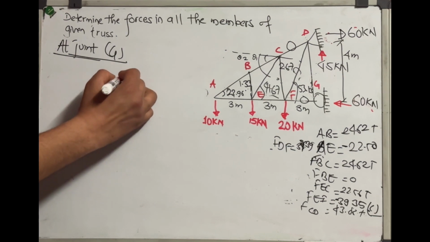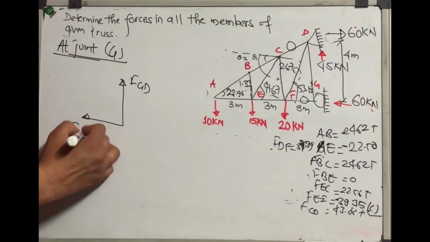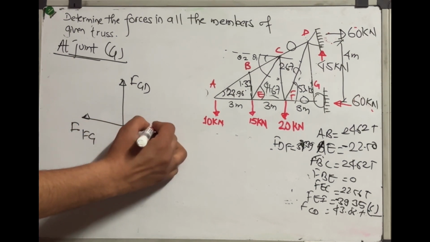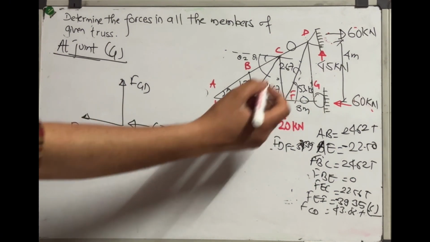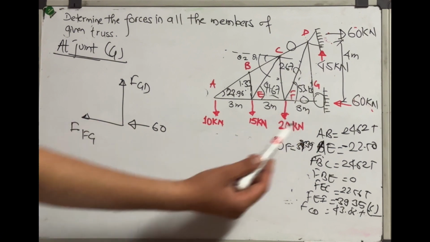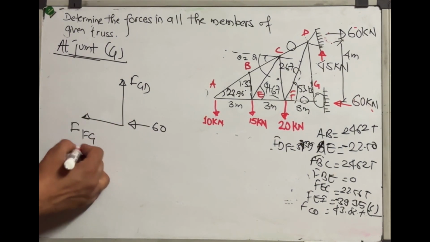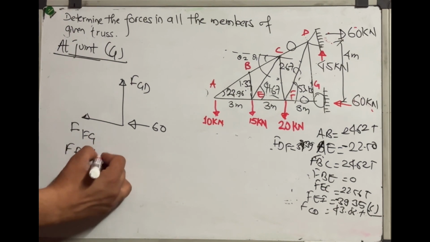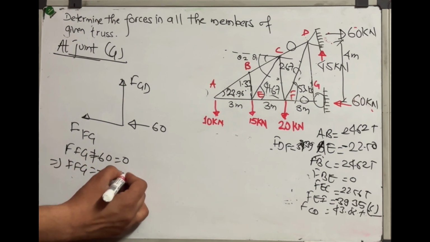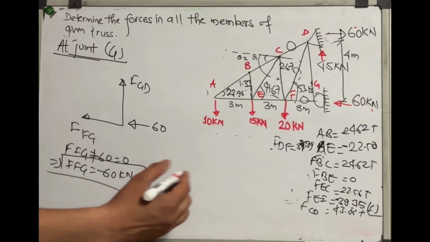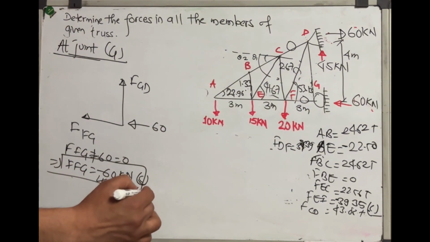Look, this is the case. FGD, this is FG. There is 60 kilonewton like this, right? There is no external load in the downward, vertical direction. There is only a horizontal force. So here FG plus 60 kilonewton is equal to 0. Therefore FG is negative 60 kilonewton. Look, you determined FFG as 60 kilonewton already. So this is compression, so it has been checked. Your solution is completely right.